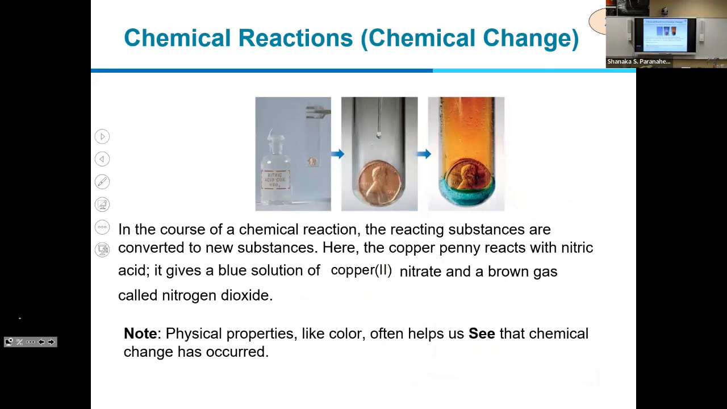For chemical changes, you are going to see new substances. You have some starting materials, as an example, this chemical reaction. In the first bottle, you can see nitric acid.